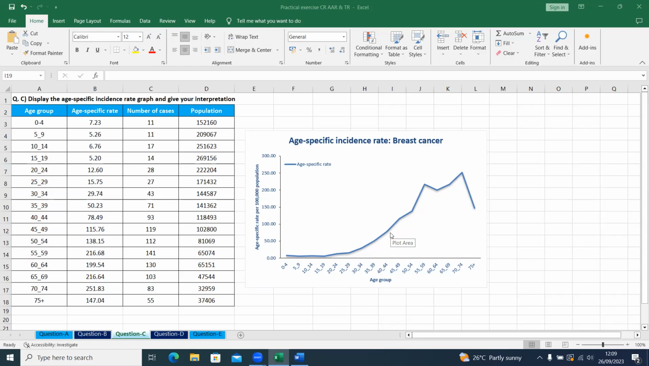So Sandeep, can you interpret this graph? Yes, sir. The age specific incidence rate is increasing above 30 in females, from 30 to around 75 years of age. It is increasing and peaks at the age of 70 to 74, and then it goes down. It may be going down because of underreporting. Okay, so you have to say the incidence is increasing after 35, peaks at 70 to 74, but declines after 75.